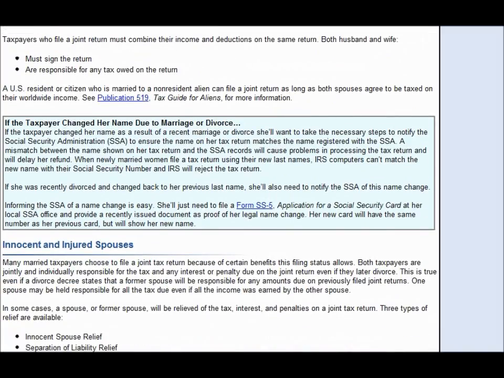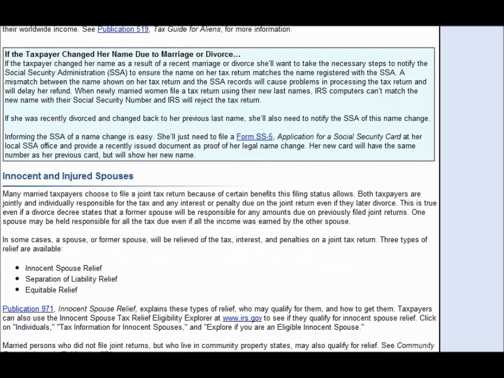Please note, if the taxpayer changed her name due to marriage or divorce, she will want to take the necessary steps to notify the Social Security Administration to ensure her name on the tax return matches the name registered with the Social Security Administration. If not, once you transmit your client's return, you will get a reject saying that the name and social do not match.